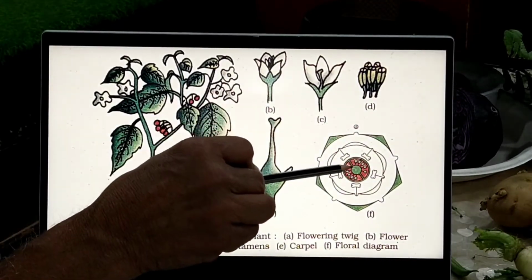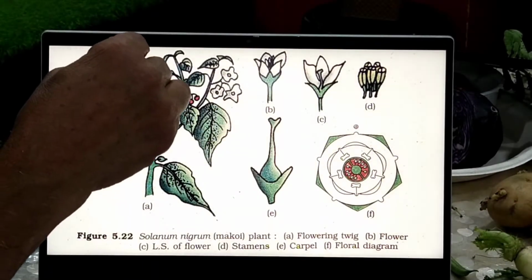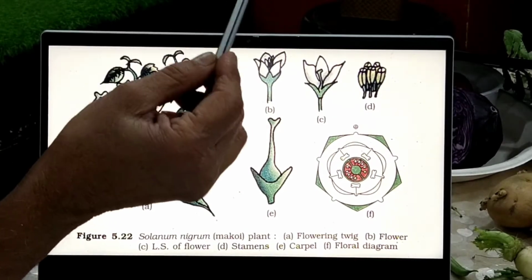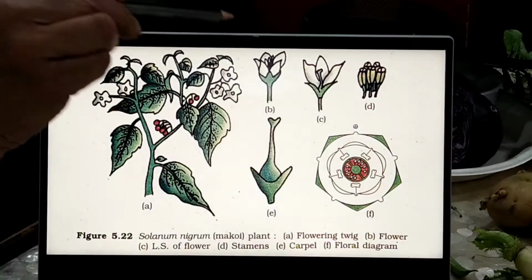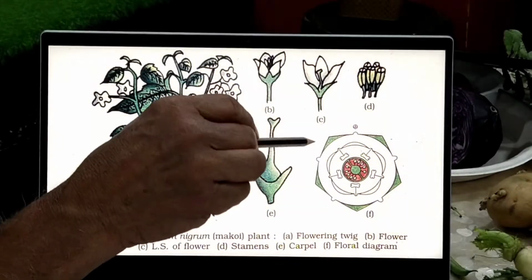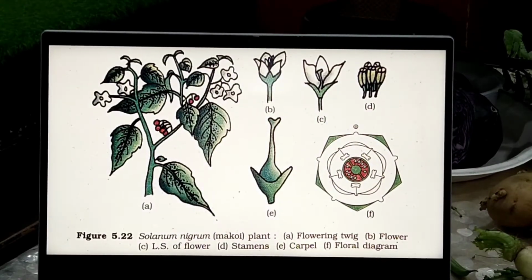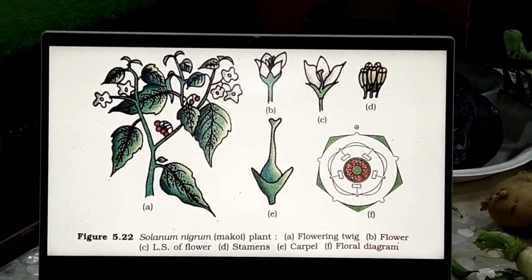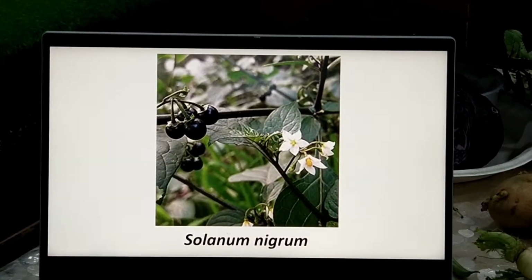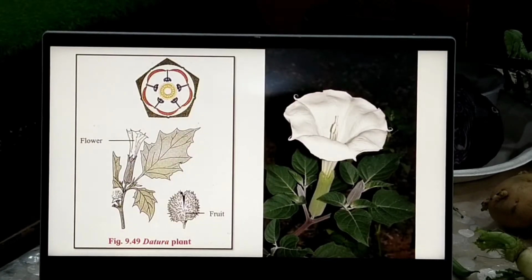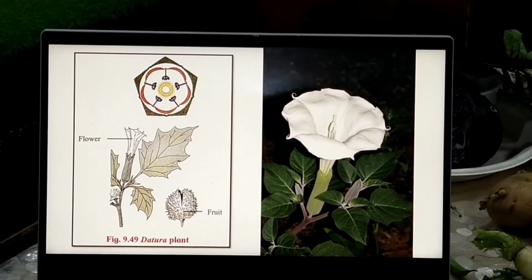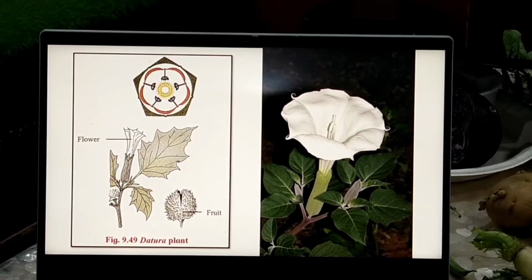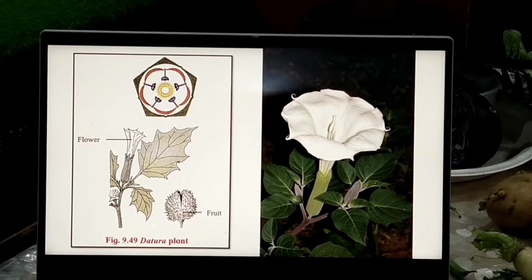Understand, from a floral diagram you should be able to identify the family, or if a family is given and 4 floral diagrams are given, you should be able to identify which floral diagram is applicable, or you should be able to relate a floral diagram with a floral formula. Okay, this is Solanum nigrum. This is Datura. You can see the fruit. It's a capsule type of fruit. Datura is commonly observable. We have seen how very long the style is. The style of the Datura is quite long.